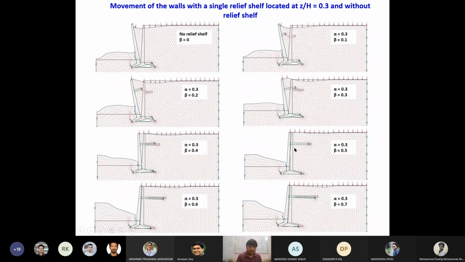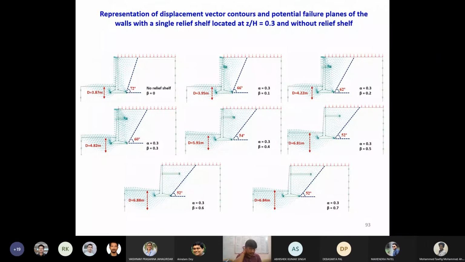Okay, now another important thing is that this is always changing the failure plane angle. Without the relief shelf, we can note that the failure plane with the horizontal has an angle of 72 degrees, and with the introduction of the relief shelf, this keeps on decreasing with the horizontal. With the relief shelf, what we noted is that beyond a certain width of the relief shelf, this doesn't change. So at the optimum width, beta equal to 0.5, this angle is not going to change. This is noted as 52 degrees.